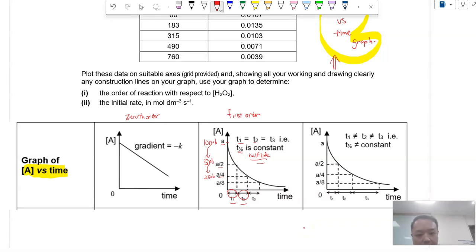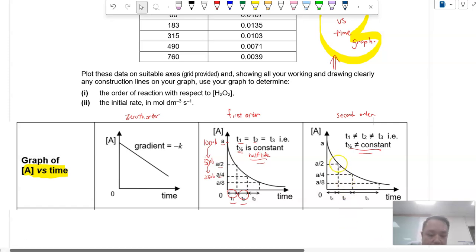Okay, and then of course, if the half-life is not constant, it's likely to be a second order reaction. Alright, but that's not a confirmatory test. What we can just confirm is that if we have a graph that has a non-constant half-life, it's not going to be first order. Okay, so we're going to plot the graph.